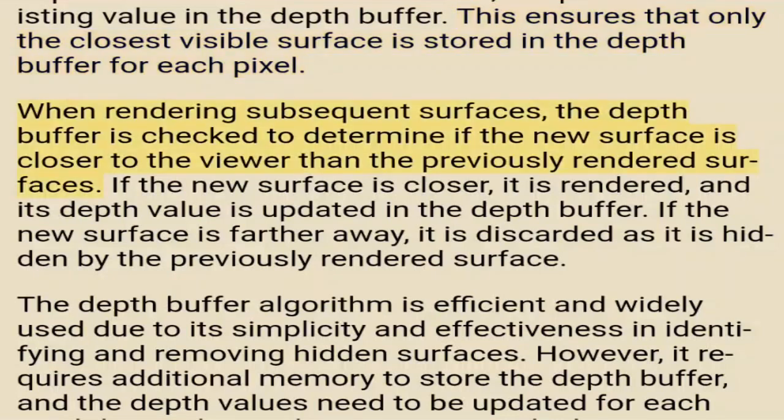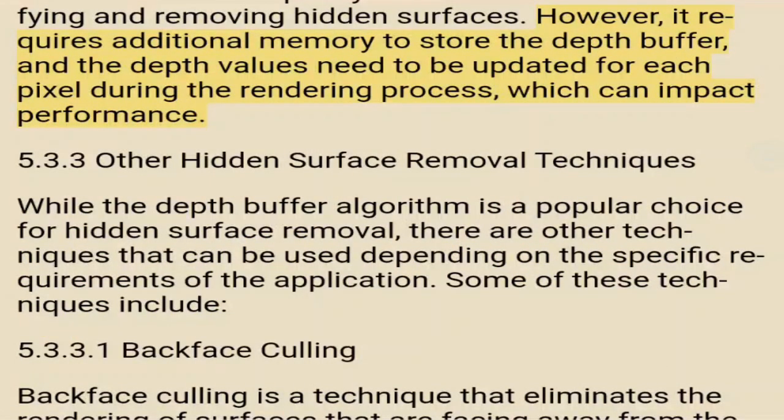When rendering subsequent surfaces, the depth buffer is checked to determine if the new surface is closer to the viewer than the previously rendered surfaces. If the new surface is closer, it is rendered, and its depth value is updated in the depth buffer. If the new surface is farther away, it is discarded as it is hidden by the previously rendered surface. The depth buffer algorithm is efficient and widely used due to its simplicity and effectiveness in identifying and removing hidden surfaces. However, it requires additional memory to store the depth buffer, and the depth values need to be updated for each pixel during the rendering process, which can impact performance.